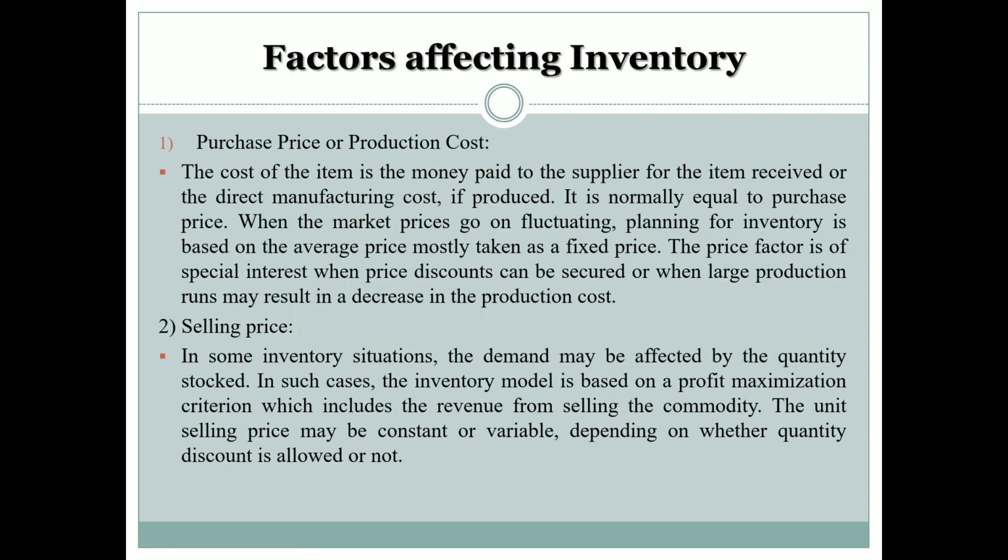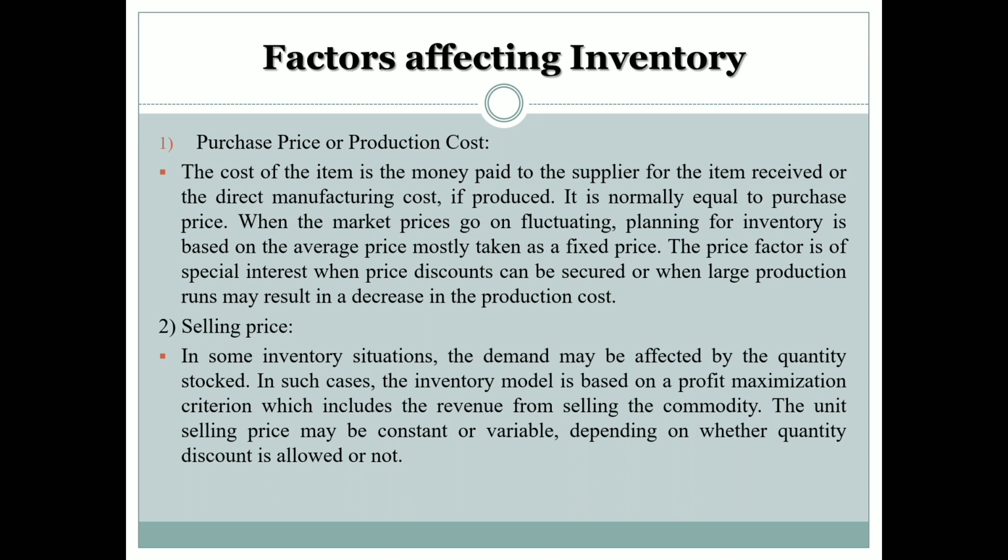So what are the factors actually affecting the inventory? Those are nothing but the costs. The first one is purchase price or production cost. That is, the cost of an item is the money paid to the supplier for the item received, or the direct manufacturing cost if produced. It is normally equal to the purchase price. When the market prices keep fluctuating, planning for inventory is based on the average price, mostly taken as a fixed price. The price factor is of special interest when price discounts can be secured or when large production runs may result in a decrease in production cost.